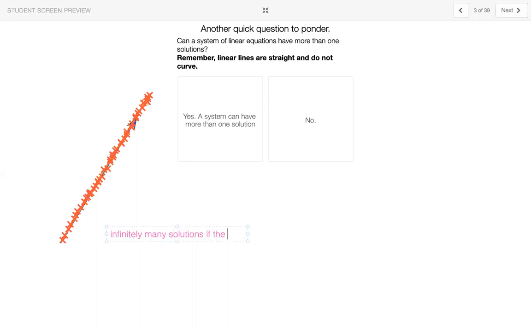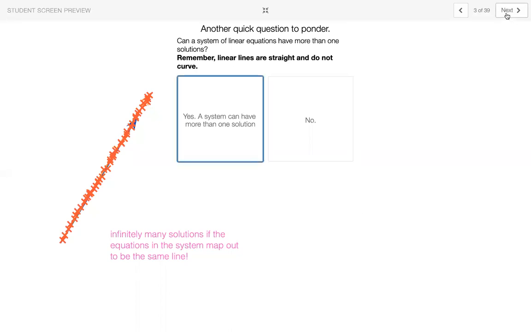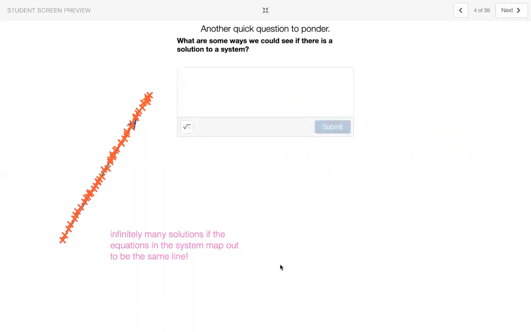Solutions if the equations in the system map out to be the same line. So infinitely many if it's the same line graphed out onto itself. So in this case, can a system of linear equations have more than one solution? Yes, we see it here. Makes sense? Capiche?